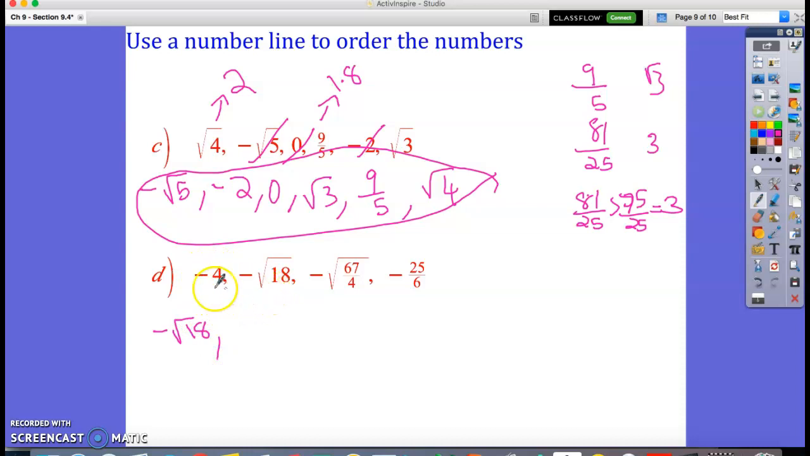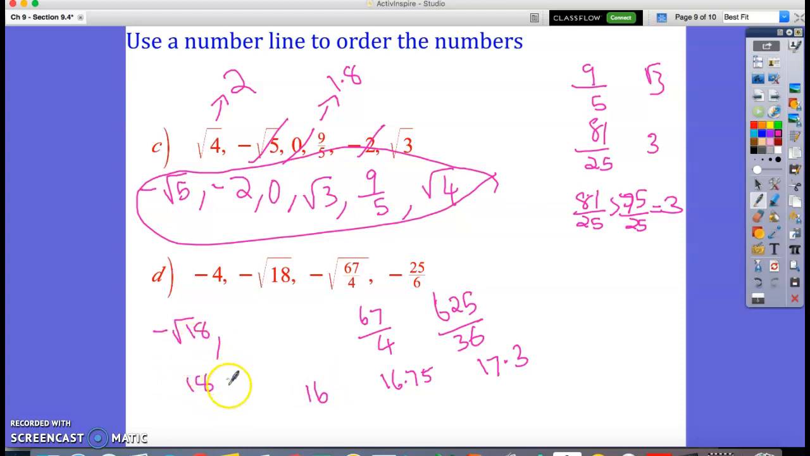And so this is, if I square this, what do I get? 67 over 4, and this is 25 squared is 625 over 36, right? And 67 over 4 is 16.75, and this is 17.3. Now, so 4 squared will be 16, and this will be 18, right? So the smallest will be, so this is smaller than this, and then we get this, right? So that is negative 25.